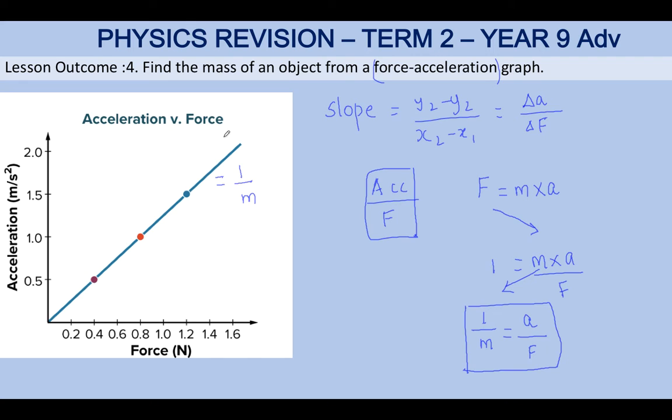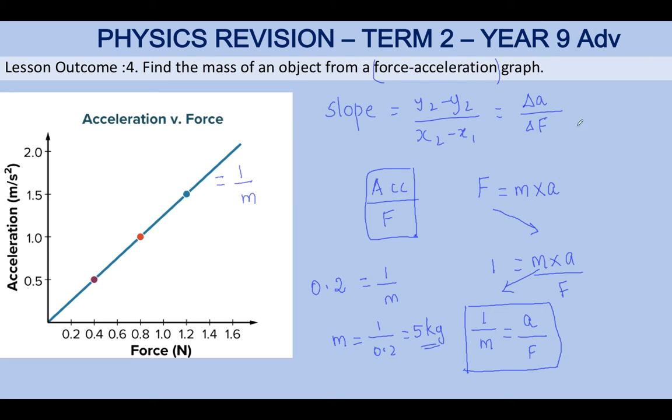Now you can take the values 2 and 1.6 and so on. So for example, if your answer to this slope, we'll assume, is 0.2, then 0.2 equals 1 over m, you cross multiply and find out the answer. m will be equal to 1 upon 0.2, which will be equal to 5. So 5 kilograms will be the mass of the object for which the graph is drawn.